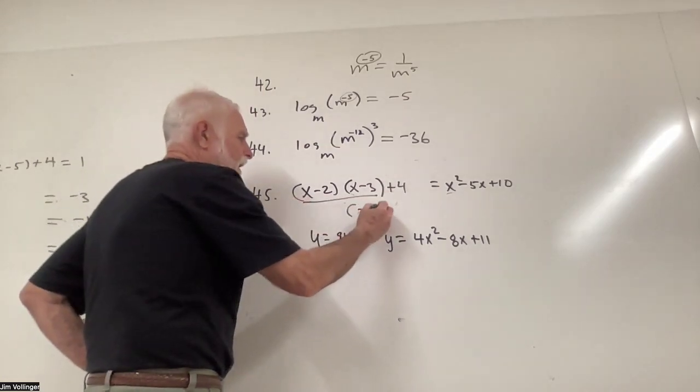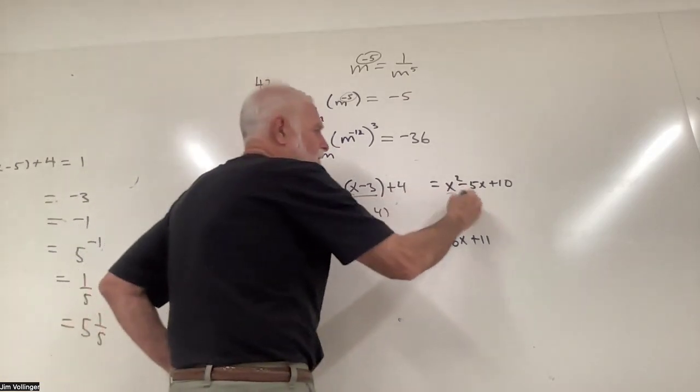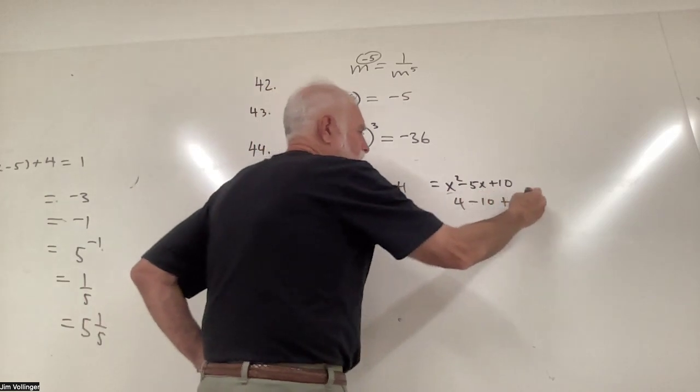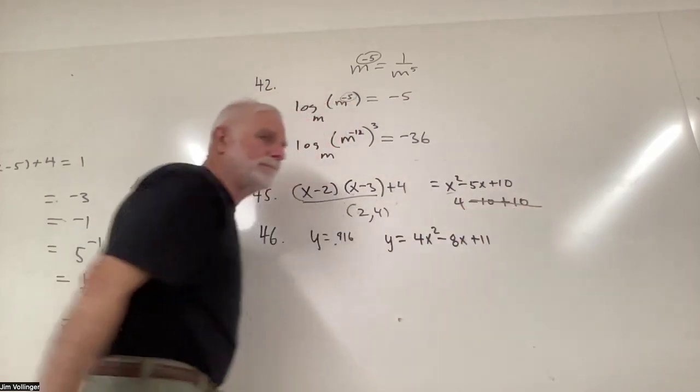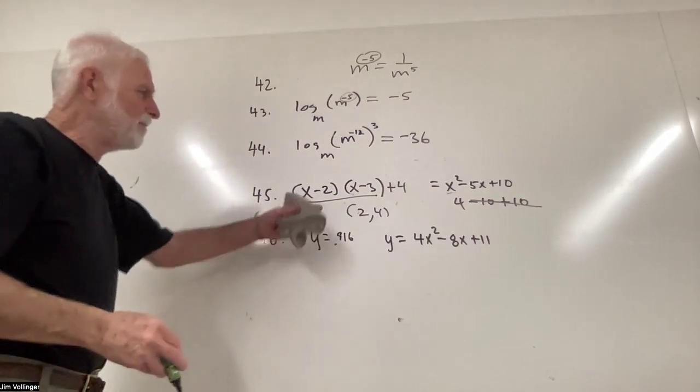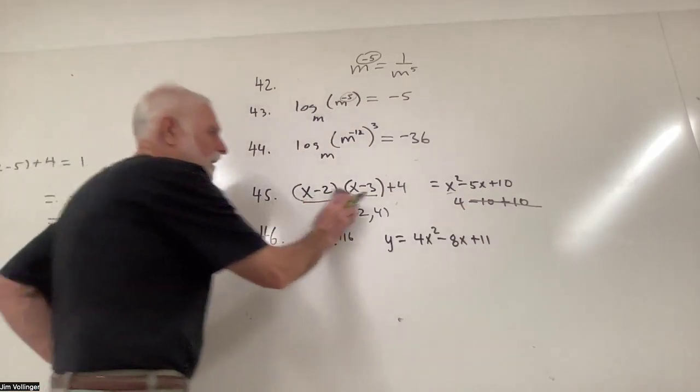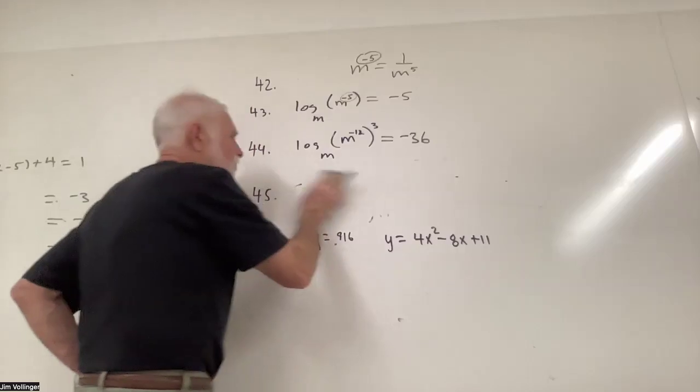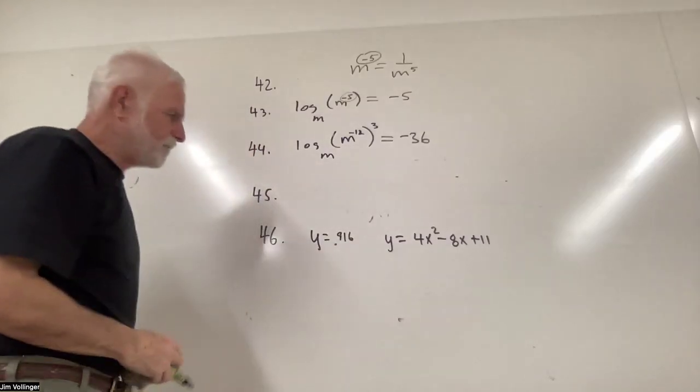I hope everybody can see that. So let's just put a 2 in here. We get 4 minus 10 plus 10. Well, the 10s cancel, and I get 4. That's just a quick way to make sure you didn't make a careless error. And I'll elaborate on that as we move into different problems.